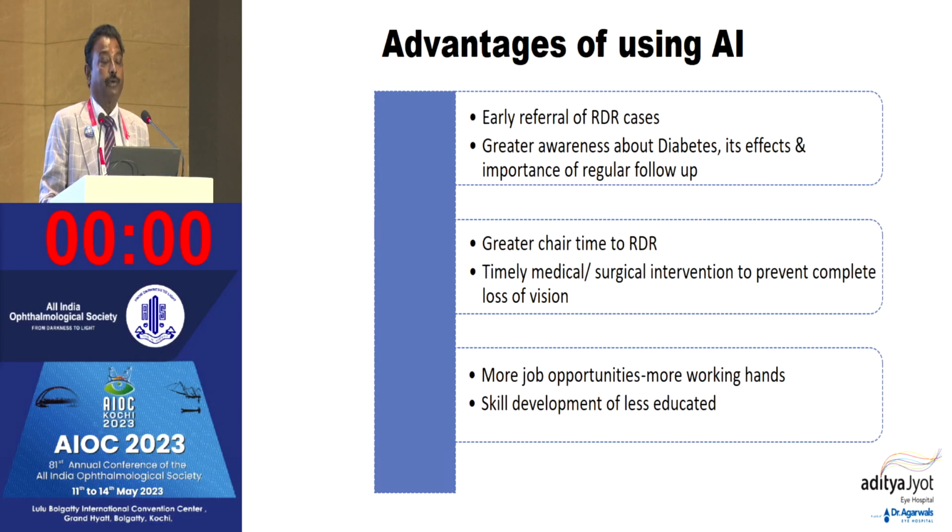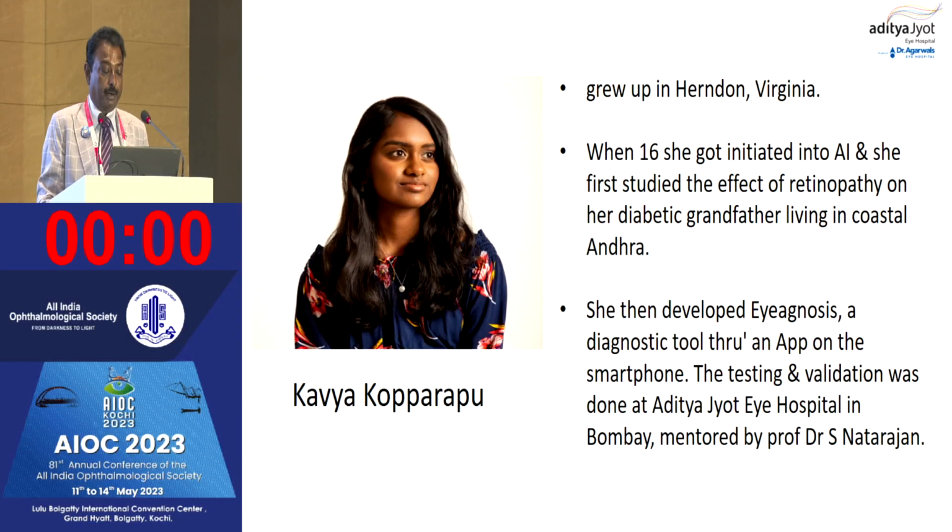And the advantages of using AI: early detection of referable diabetic retinopathy, greater awareness about diabetes, its effects, and the importance of regular follow-up, and greater chat time for an eye doctor to see the patient. That's what finally, as I told, we have to touch the patient to make sure the patient is all right. Timely medical and surgical intervention to prevent complete loss of vision. More job opportunities. It means in UP, you don't need a Romeo police. We can probably train them to do fundus screening, because that's my dream. We have to create more job opportunities and development of less privileged people.